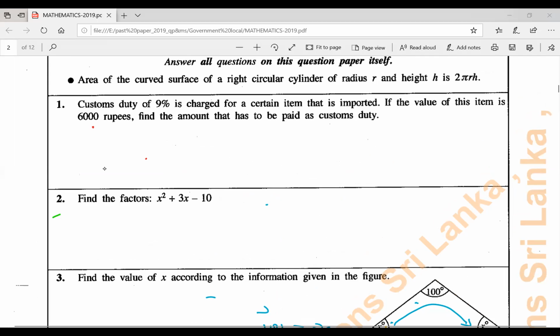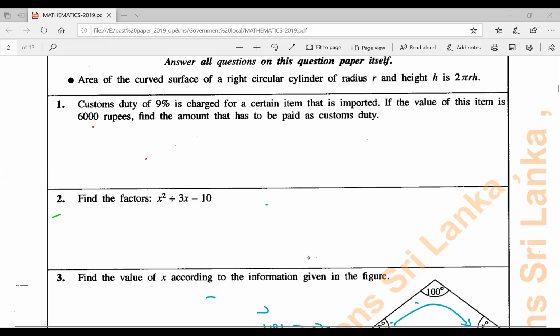So the first question is: customs duty of 9% is charged for a certain item that is imported. If the value of this item is 6,000 rupees, find the amount that has to be paid as customs duty.